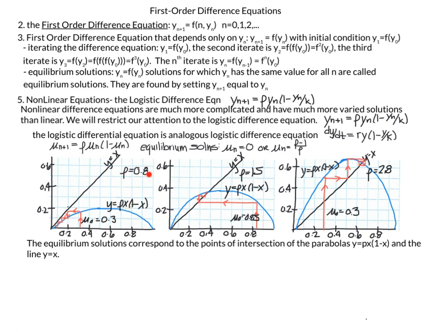If rho is equal to 0.8, we get this parabola here. If rho is equal to 1.5, we have this parabola, and rho equals 2.8, we've got this parabola here. And besides the parabola, we also look at the graph y equals x, for reasons that will become clear in just a moment. The idea now is that if we start at an initial population, or x equals 0.3, then we plug it in to get our first value of y. So this is this point on our solution curve. y equals rho times 0.3 times 1 minus 0.3. We get this point here.